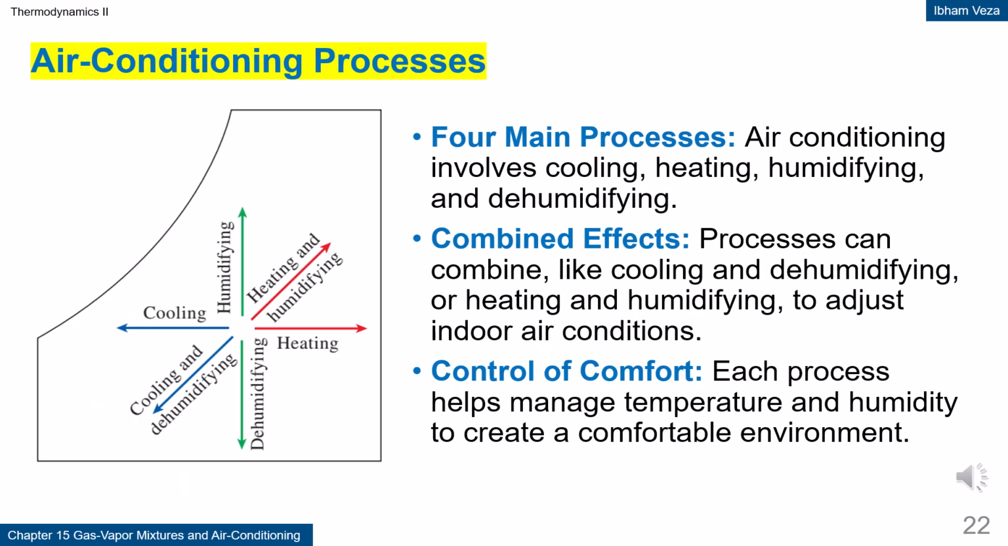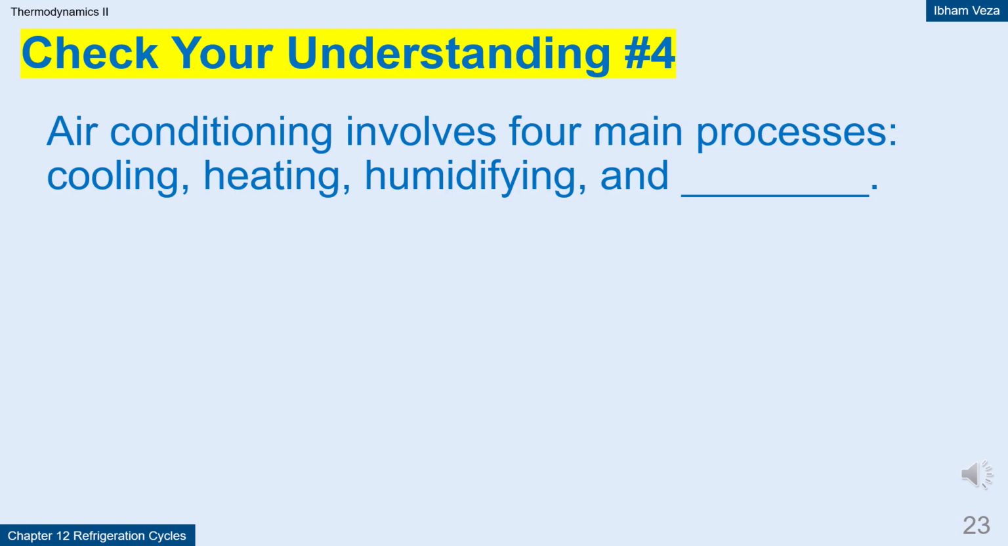Air conditioning processes. In air conditioning systems, there are four main processes: cooling, heating, humidifying, and dehumidifying. These processes can occur separately or be combined as needed. Examples include cooling and dehumidifying, or heating and humidifying. All these processes aim to adjust air conditions to achieve comfort.